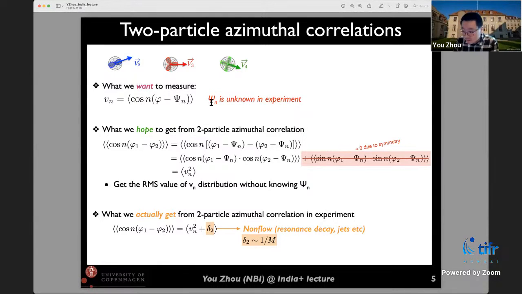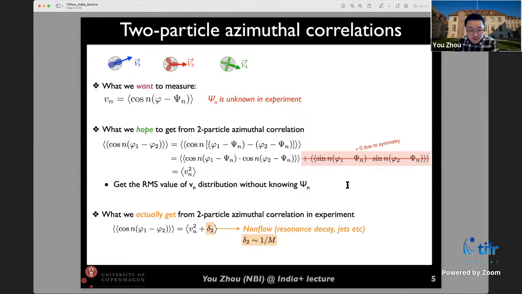However, in experiments, the psi n is unknown. So what we do, and what we hope that we can do, is use a 2-particle azimuthal correlation. When you correlate one particle with the other, if you do simple math, it will give you the Vn square, which means you can obtain the RMS value of the Vn distribution without knowing the flow symmetry plane of psi n. This is what we hope to have in theory.